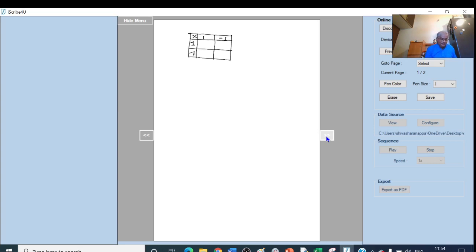Okay. Now take the multiplication here. That is here 1 into 1 is equal to 1. And 1 into minus 1 is equal to minus 1. Then minus 1 into 1, this is equal to minus 1. Minus 1 into minus 1, this is equal to plus 1. Okay, this is known as the composition table.